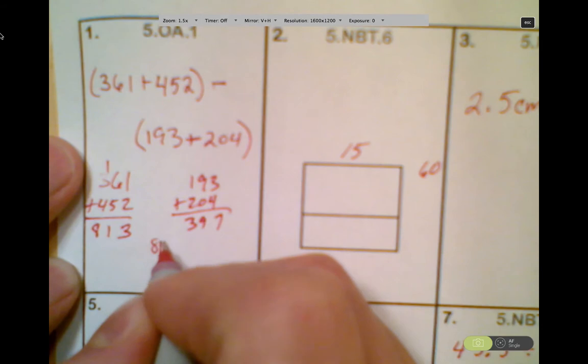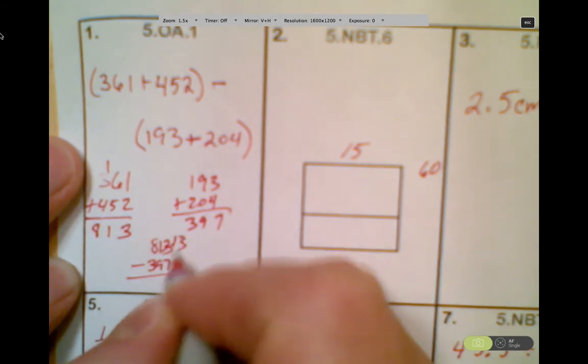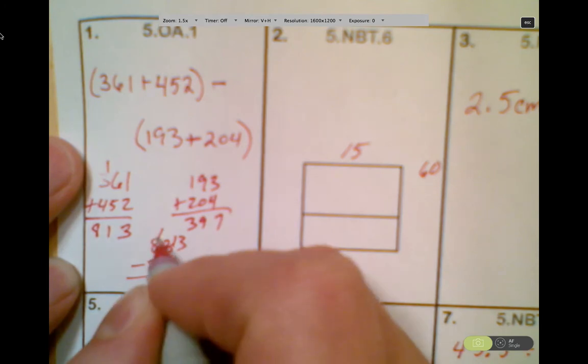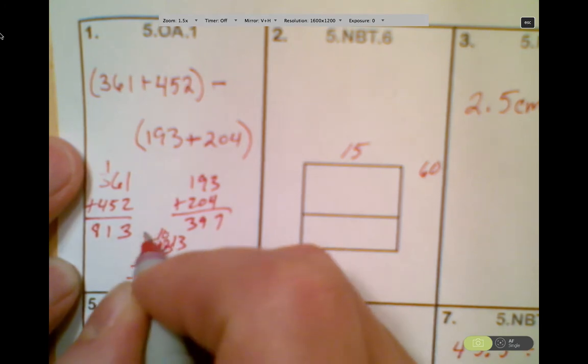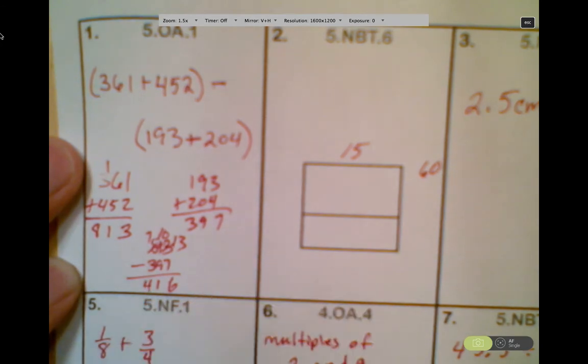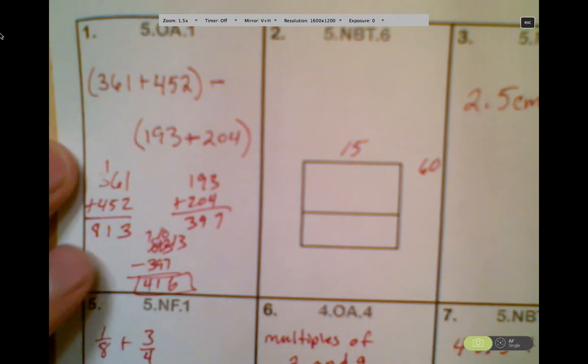So I got 813 minus 397. Can't take that, so borrow from here. That'll be a 6. This will become a 10. This guy here become a 7. And 416. Answer.